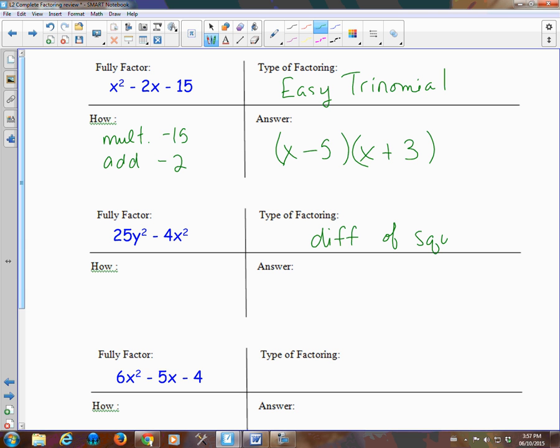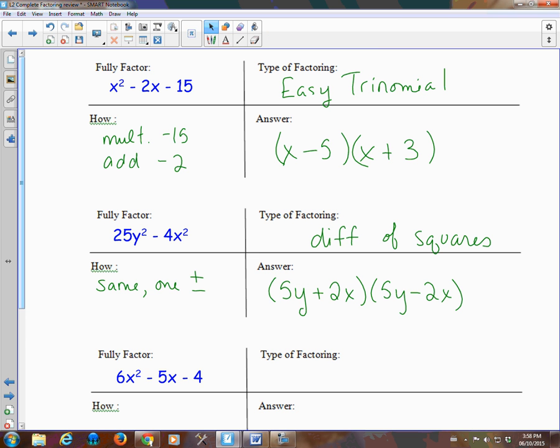There's only 2 terms and there's subtracting in the middle, and 25 and 4 are both perfect squares. So we'll have exactly the same factors. One will be plus, one will be minus. So the square root of 25 is 5. I need 5y plus 2x and 5y minus 2x.